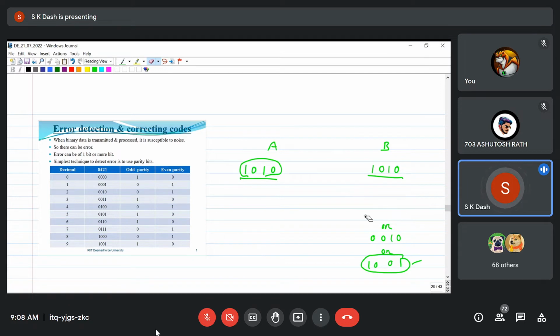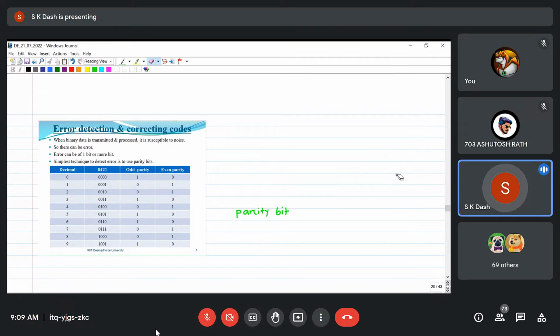So what happens for that purpose? Parity bits are used. You will go for an additional bit, which is called a parity bit. Whatever you are intending to send from place A, suppose I want to send 1001. This is my message signal. I will add another bit, called the parity bit. Its value can be 0 or 1.